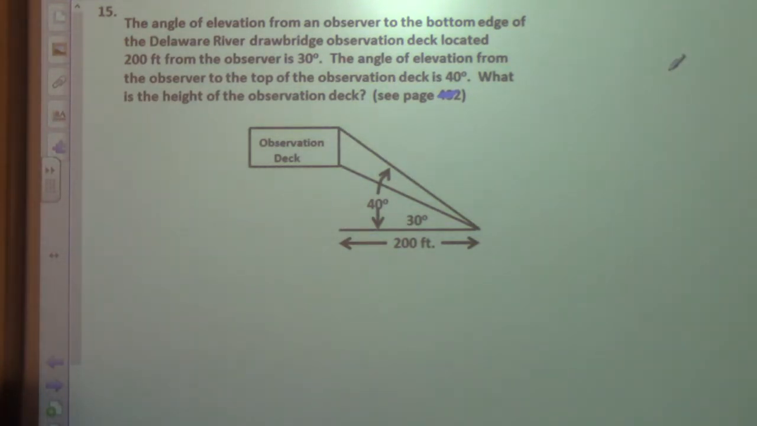So we have a situation where we're trying to find the height of this observation deck here. And this is my version of the drawing that's in the book. There is in the book its own drawing. But basically you're trying to find out what this distance is right here. You got a 30-degree angle here, and you got a 40-degree angle here, and you have this side here being 200 feet. So I want you to work on that for a minute and see if you can get that.